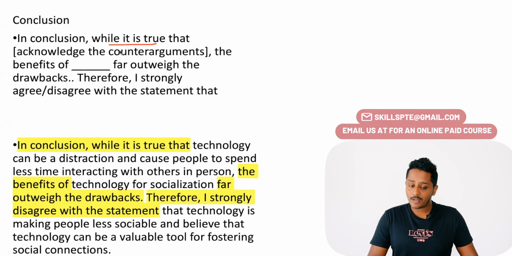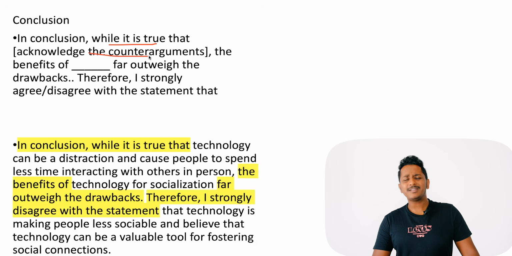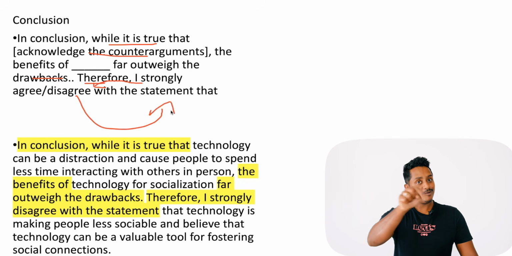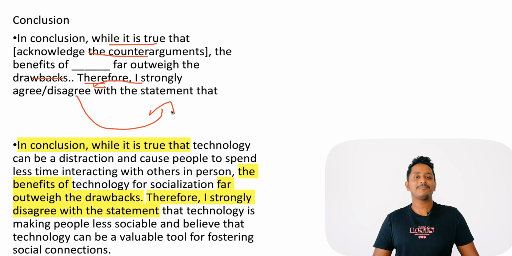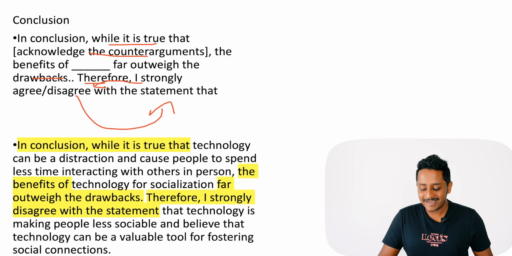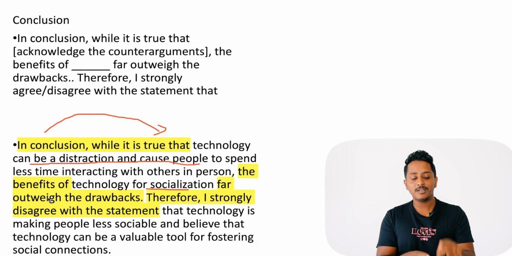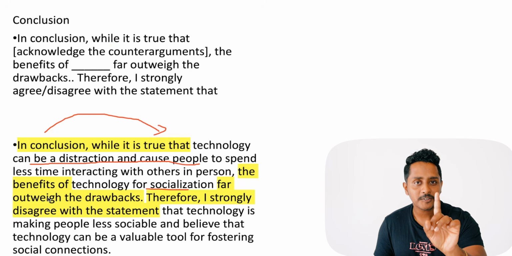While it is true that technology may make people less sociable, the benefits of this technology far outweigh the drawbacks. Therefore, I strongly disagree with the statement that technology makes people less sociable. Hope you are getting it. Exactly, copy paste. In conclusion, while it is true that technology can be a distraction and cause people to spend less time, the benefits of technology for socialization far outweigh the drawbacks. Exactly, copy paste. Conclusion, one minute, you can finish.